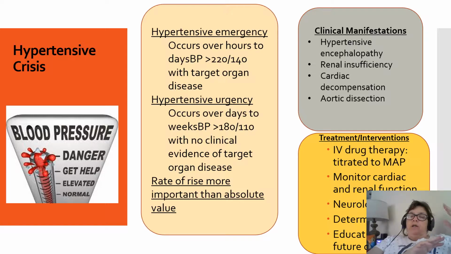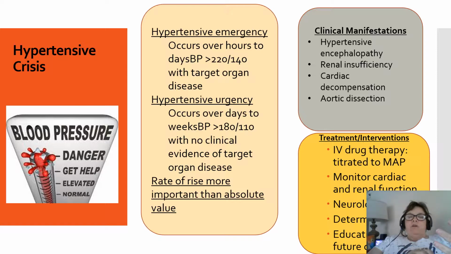We're going to target our drug therapy to treat the mean arterial pressure. We're going to monitor cardiac and renal function, neurological status, see if we can determine an underlying cause, and educate them on the importance of medications and following their routine and taking them as prescribed.